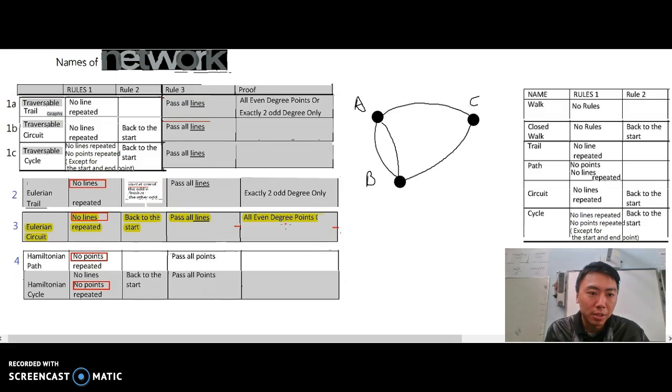Eulerian circuit. Eulerian circuit is pretty much the same as trail, but the only difference is you have to go back to the same point. It doesn't matter if it's odd number or even number, you have to go back to the same point. So let's see how it goes. It doesn't matter which point to start. So let's see, I start from A, go to B, and then back to C. Unfortunately, I end up at B. So I start from A and then I end up at B, which is not what I want. I need to go back to the same point. So in this case, I cannot do it. So I cannot call these Eulerian circuits.